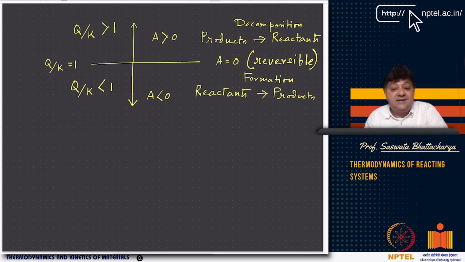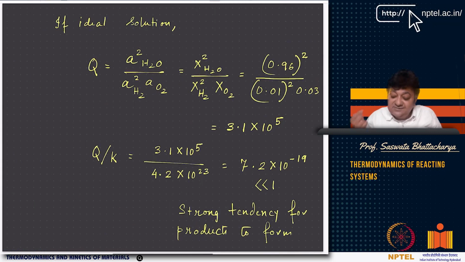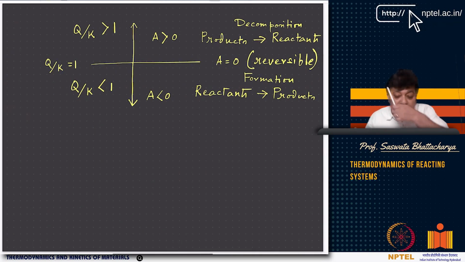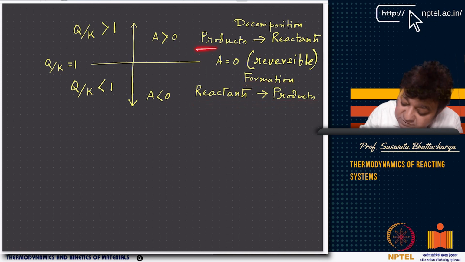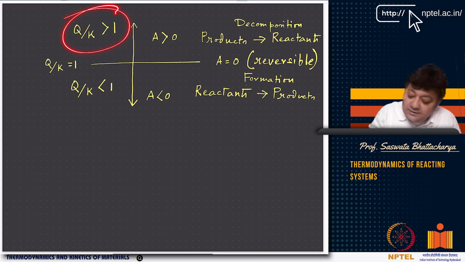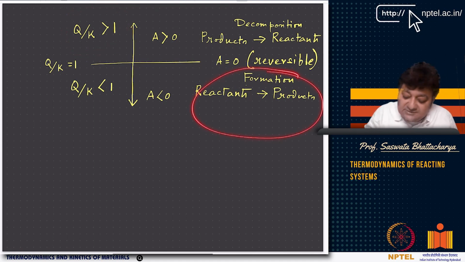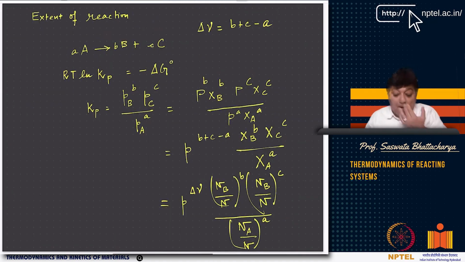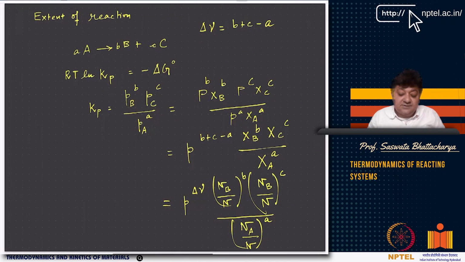But if Q by K is less than 1, whatever small it is, or here we had Q by K very, very small, then reactants will obviously proceed in the forward direction and react to form products. So this leads to formation. Reactants to products is called formation, and products to reactants is called decomposition. So decomposition is likely when this is greater than 1, and formation is likely when you have Q by K less than 1, or affinity less than 0.